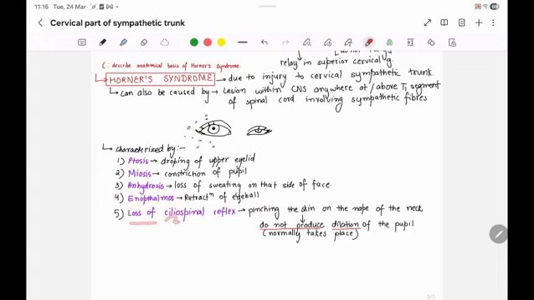Then we have the loss of the ciliospinal reflex, which is when we pinch the skin on the nape of the neck, there is dilation of the pupil. But due to Horner's syndrome, there is loss of this reflex and it does not produce any dilation of the pupil. Okay, so this was it.